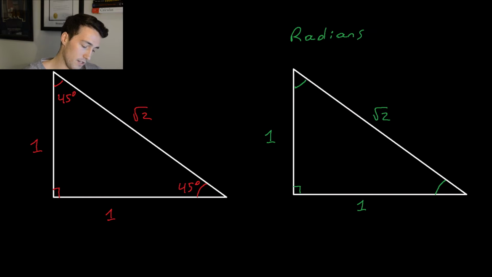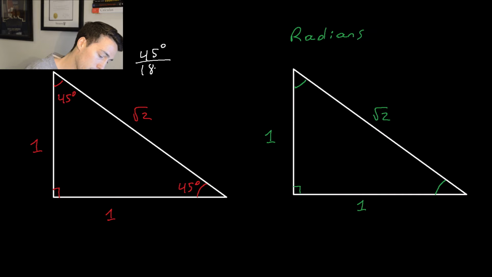Alright, so looking at our 45, 45 degree triangle, or I guess 45, 45, 90 degree triangle, we want to put this in terms of radians as well. So here, if I look at this 45 degrees, again I'm going to divide this by 180 degrees, multiply it by pi, and that's going to give me pi over 4 radians.